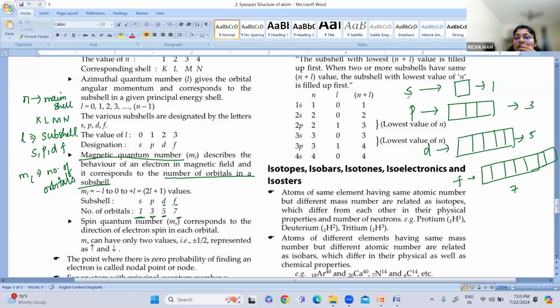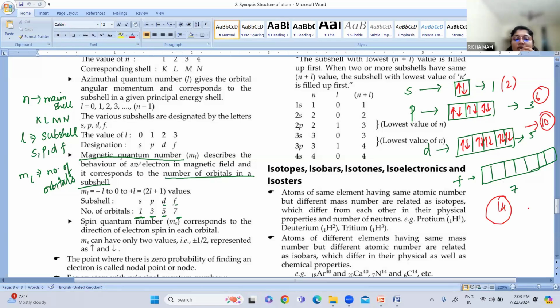Now, how many electrons can S accommodate? The maximum number of electrons which can be accommodated in the S orbital is 2. P, how many electrons can it accommodate? 1, 2, 3, 4, 5, and 6. So 6 electrons. Then D orbitals: 1, 2, 3, 4, 5, 6, 7, 8, 9, and 10. So 10 electrons. And F orbitals, how many? 14 electrons it can accommodate.